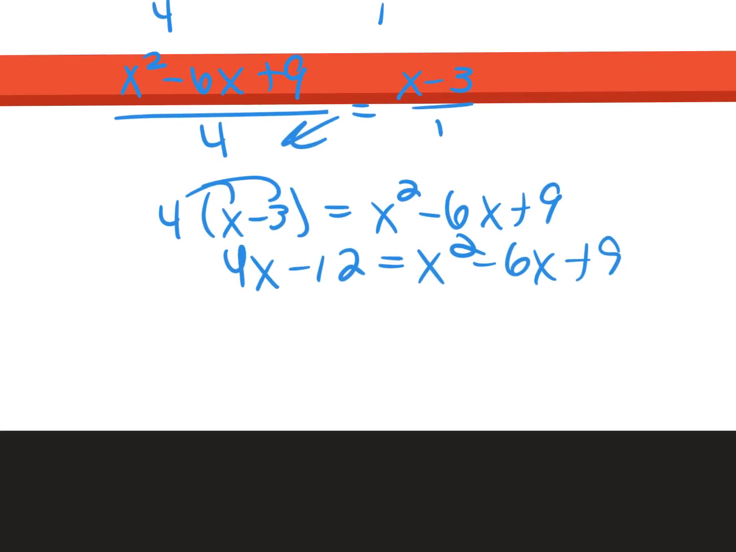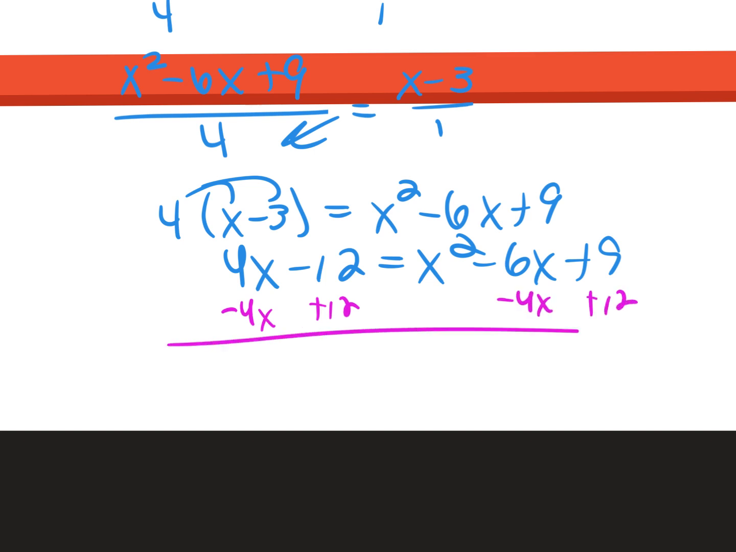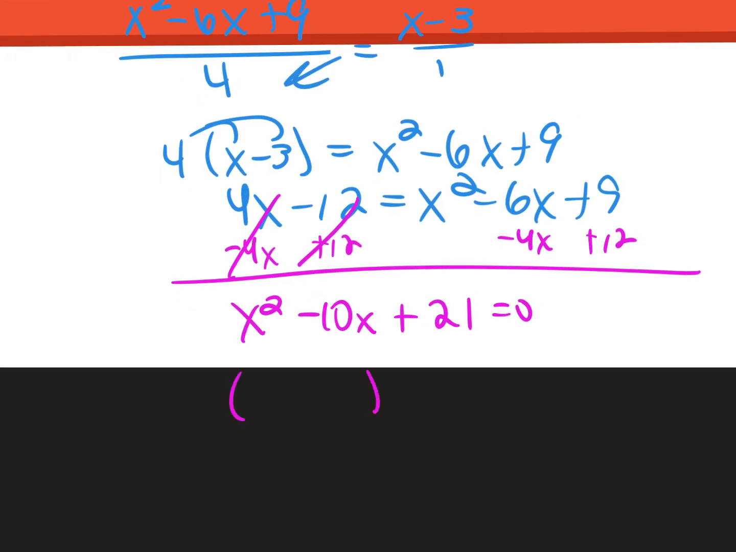I have a quadratic, so I'm going to move everything to one side. So minus 4x and plus 12. Minus 4x and plus 12. So we're left with x squared minus 10x plus 21 equals 0. So I'm going to go ahead and factor and say, okay, I need factors of 21 that are going to multiply to give me a positive 21, but add to give me a negative 10. So I come out with x equals 7 and x equals 3.